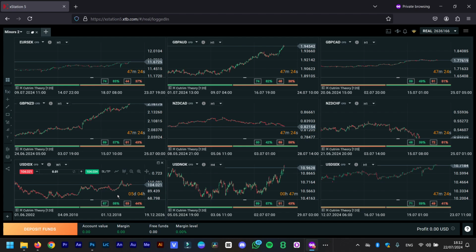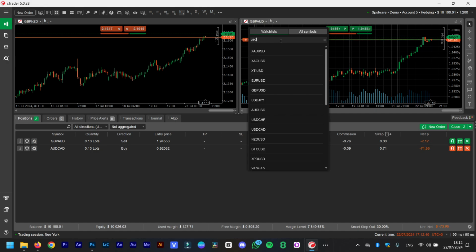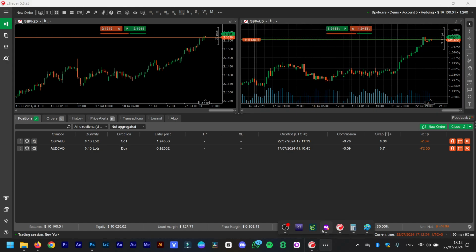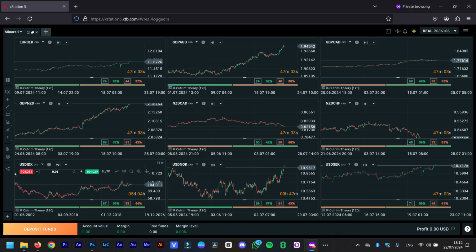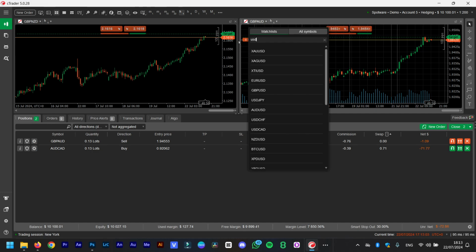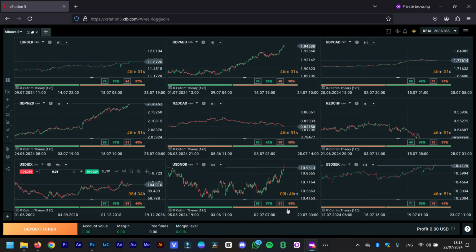So I'm gonna sell USD IDX. Let's try and sell it. I don't think they have it here. I don't think it's available on CTrader. It's pretty sad. Yeah, it's not available. So then let me try some other chart.